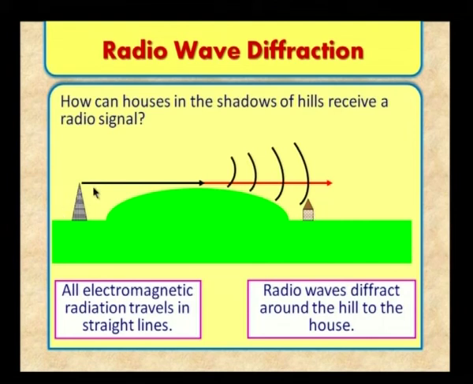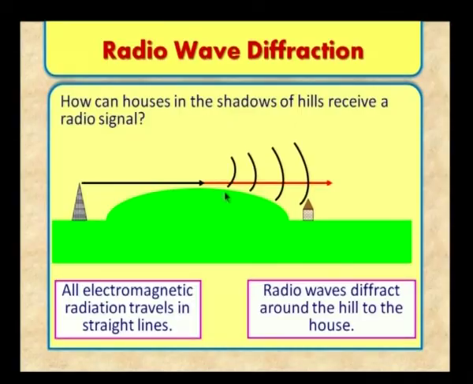Now, the radio waves undergo diffraction, the bending is there, and that is the reason why the radio waves reach the houses. The radio signals are of longer wavelengths, they can be bent around obstacles. You have got a mountain or a hill, they will undergo diffraction, the radio waves diffract around the hill to the house. There is a house here. All electromagnetic radiation travels in straight lines, but still the wave nature is there and the bending is there and it reaches the house.